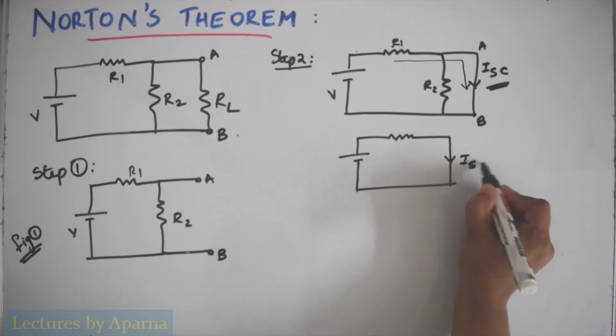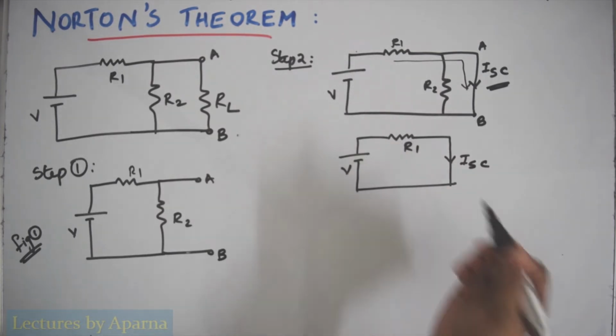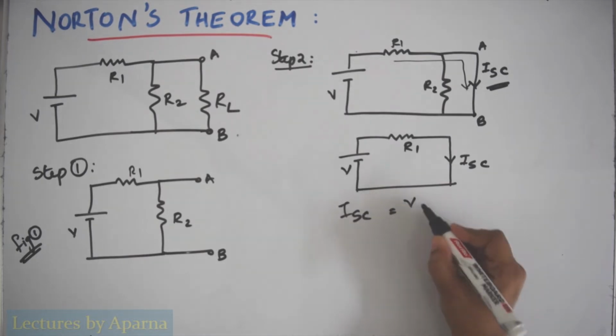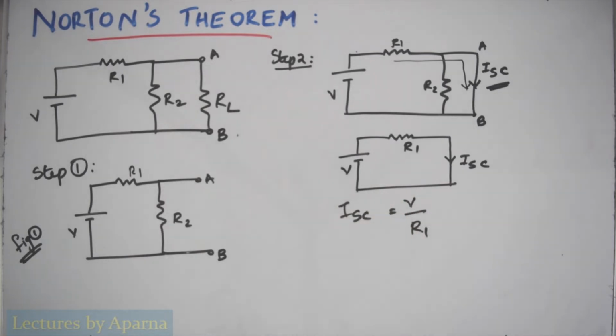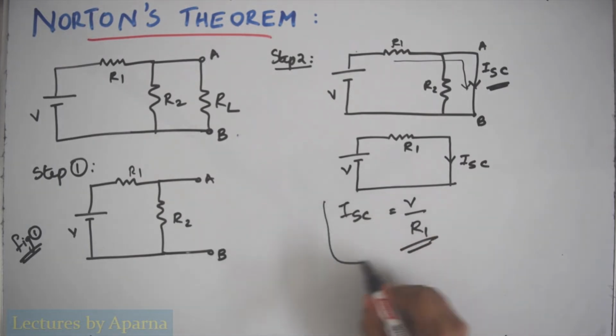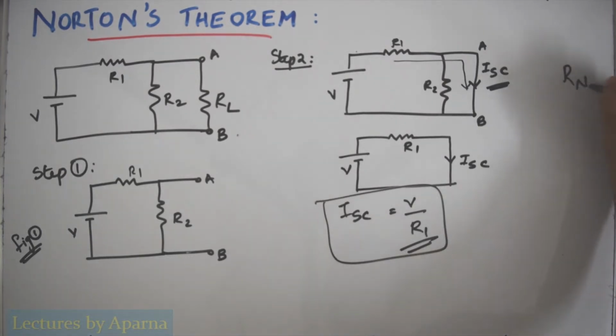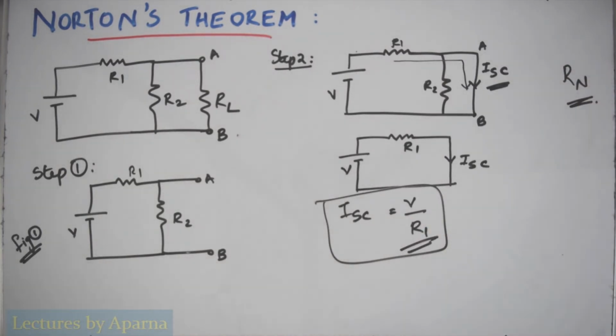This is ISC, this is R1 and this is V. Now you can find ISC equal to V by R1. So we found the value of short circuit current. Next we have to find the Norton's equivalent resistance.